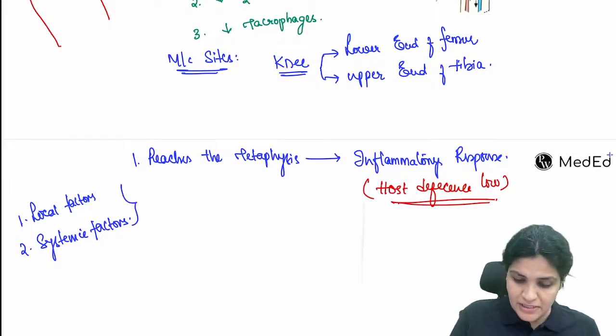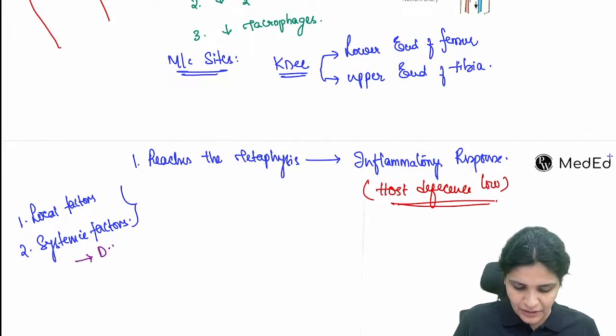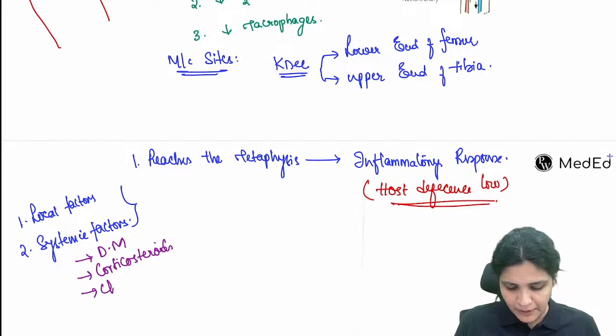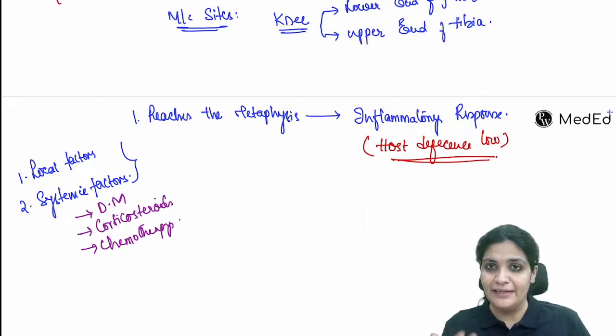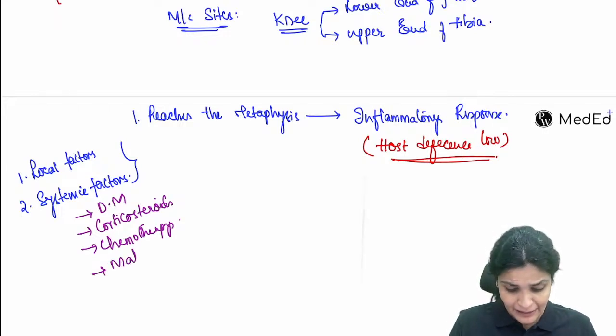So what could be those systemic factors? The systemic factors are, they could be suffering from diabetes mellitus, they could be on corticosteroids, or they can be on chemotherapy, right? So these are the various generalized systemic factors, or they could just be malnourished, malnutrition, right?